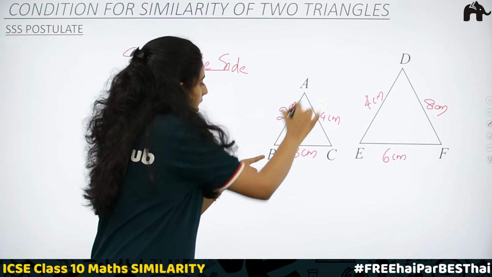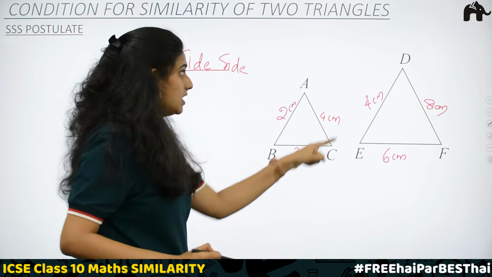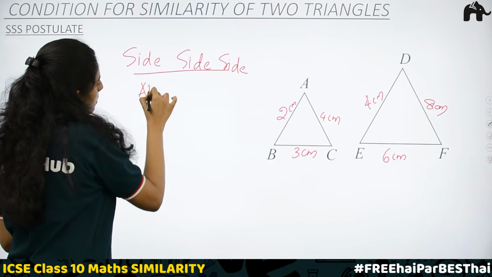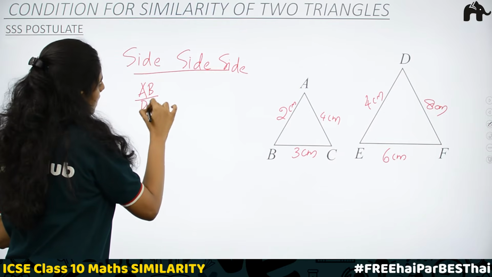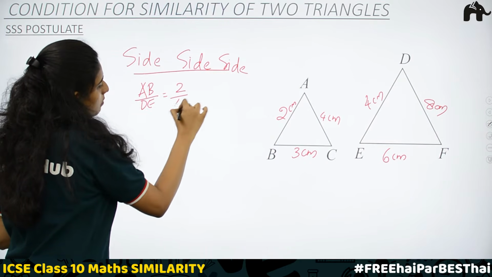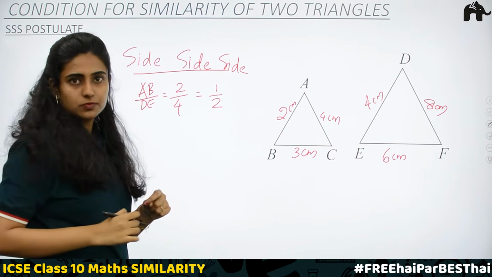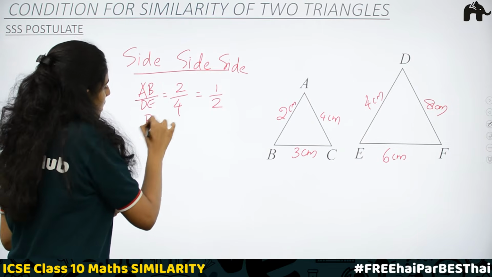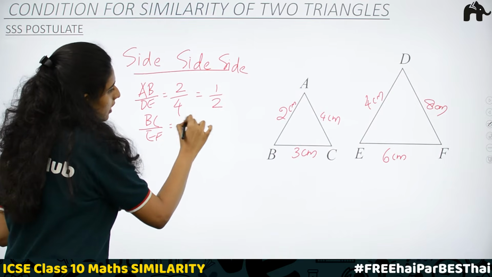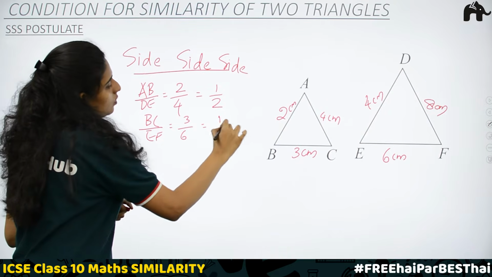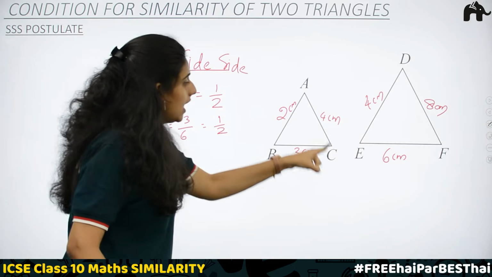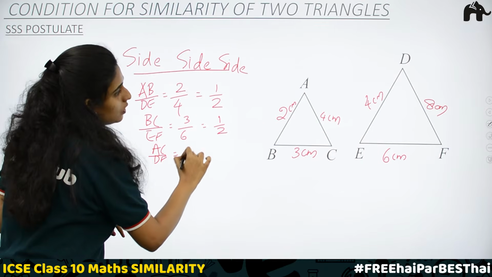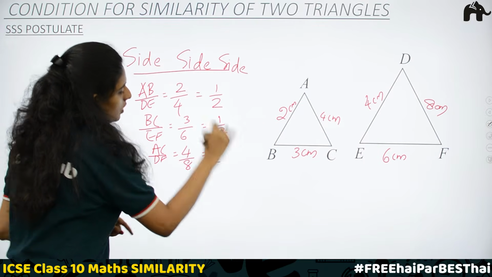Now, first take AB from the triangle ABC and DE from triangle DEF. What is the ratio? AB by DE is equal to 2 divided by 4 and that is equal to 1 by 2. Okay. Here we have BC, here we have EF. What is the ratio? BC by EF is equal to 3 by 6 and that is again equal to 1 by 2. Third, AC and DF. AC by DF is equal to 4 by 8 and that is also equal to 1 by 2.